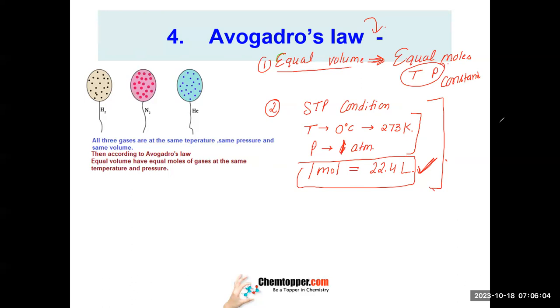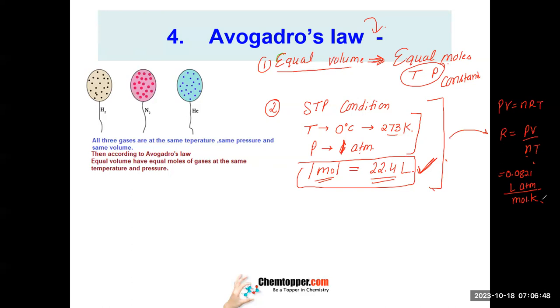Remember we derived the value of R at STP. PV equals nRT. Isolate your R. R equals PV over nT. Plug in the STP values: P as 1 atm, V as 22.4 liters, n as 1 mole, T as 273. Then you get the value 0.0821 liter atm per mole Kelvin. The value which we are using every time is defined at STP. Is it okay?